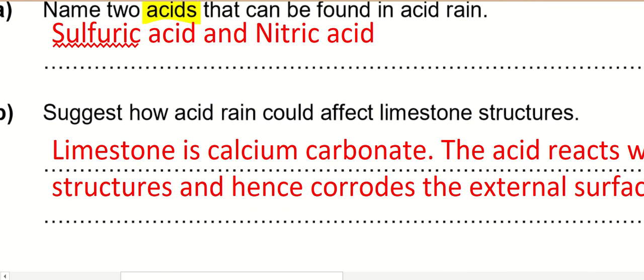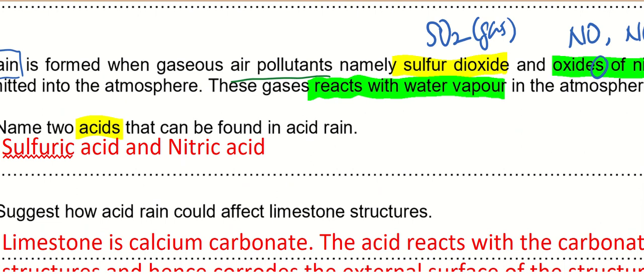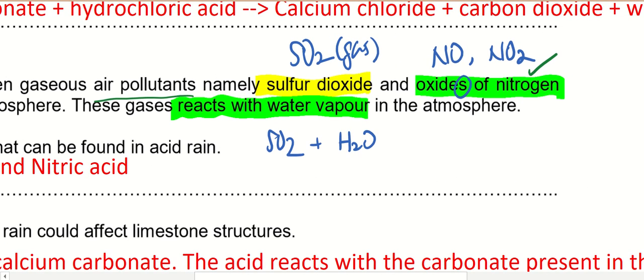By the way, in case you're curious, how do these air pollutants react with water to give you the acid in the acid rain? Let me just write it down. So for the first case we have sulfur dioxide plus, well, water vapor is just water. Again, you don't need to know this, but just for information.